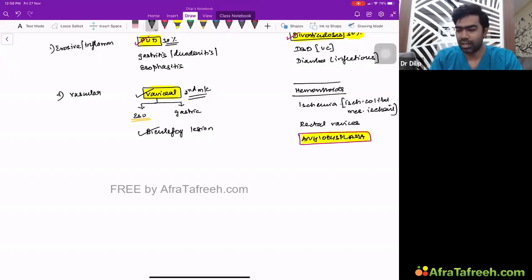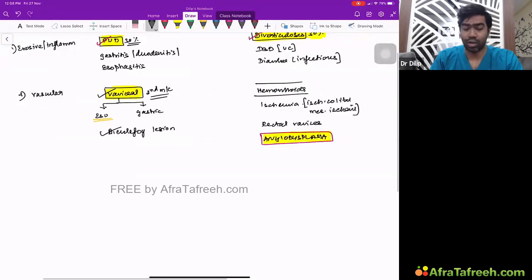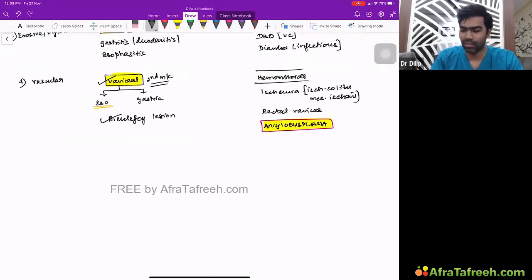But angiodysplasia is more commonly a cause of lower gastrointestinal bleed than upper gastrointestinal bleed, because it's more commonly located in the right side of the colon, especially in the ascending colon. That's what we typically call the right-sided colon. 70% of the time it will be located in the right-sided colon only.